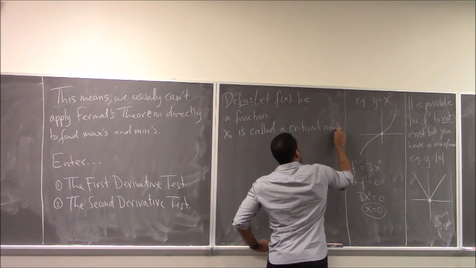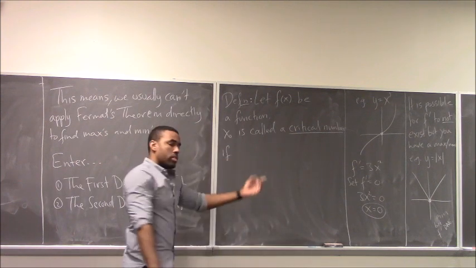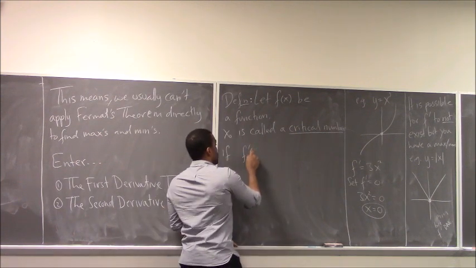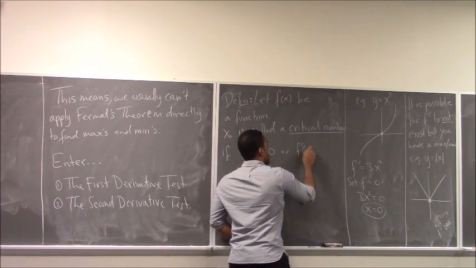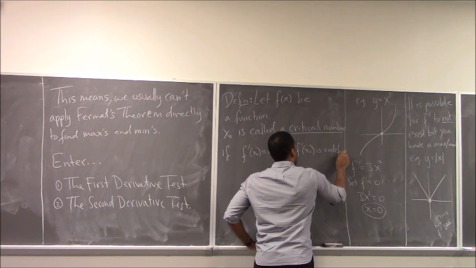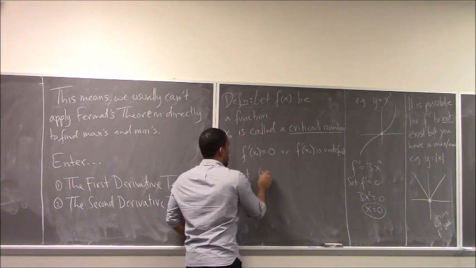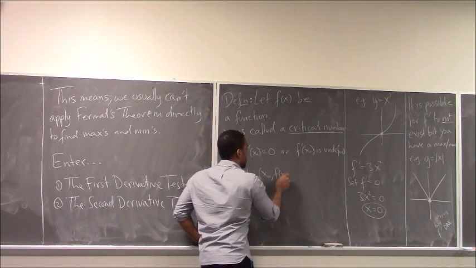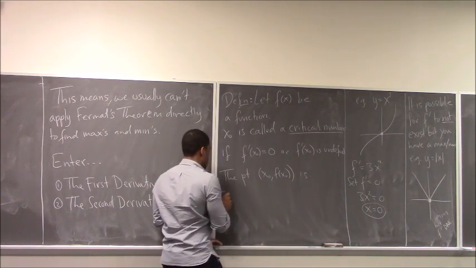Called a critical number if one of these two things happen: if our derivative is 0 or our derivative is undefined. If you look at the point, the coordinate that you care about, it's called a critical point.